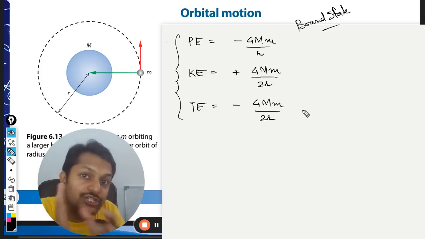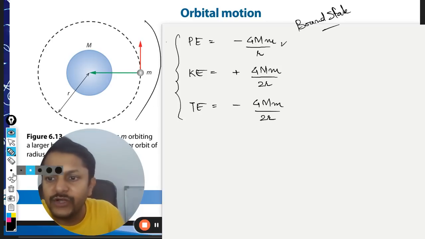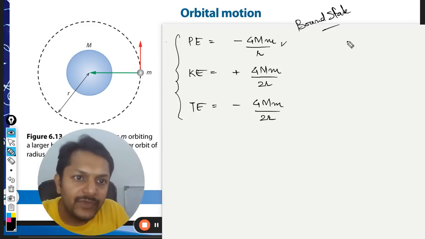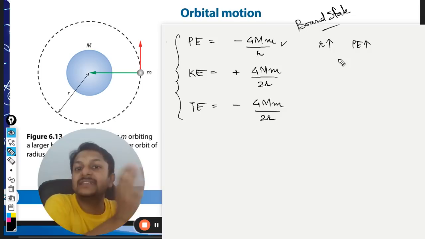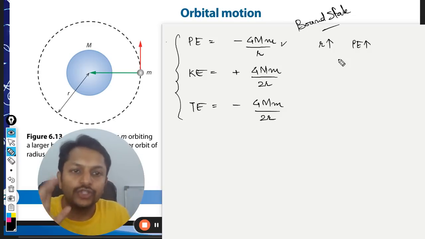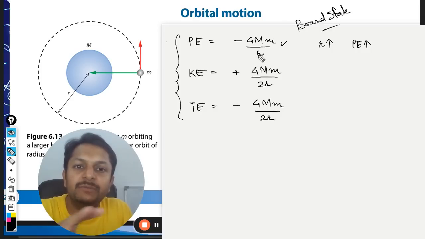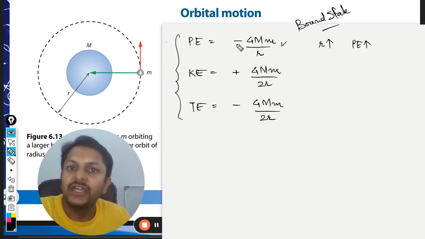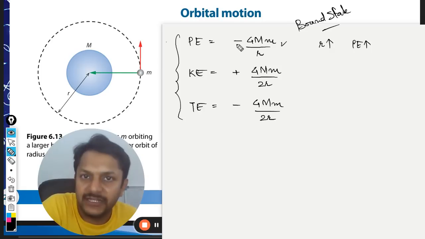Now, what are the conclusions that we can draw? From the potential energy, we know that the farther you move in the orbit, it increases. So if r increases, the potential energy also increases. It becomes lesser negative. If the radius is increasing, the magnitude of GMm by r is decreasing, but because it is negative, it becomes lesser negative. It means potential energy is increasing, moving from negative 50 to negative 30.